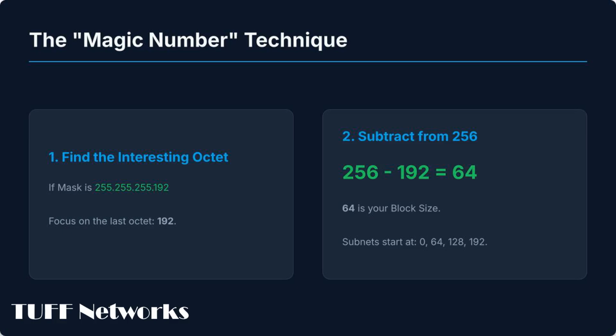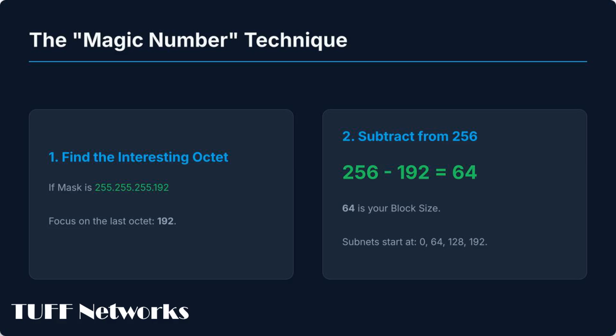So if a device has the IP 192.168.1.70 with a /26 mask, which subnet is it in? Well, 70 is greater than 64 but less than 128, so it is in the 192.168.1.64 network. It seems daunting, but once you practice finding the magic number, you can calculate subnets in your head in seconds.